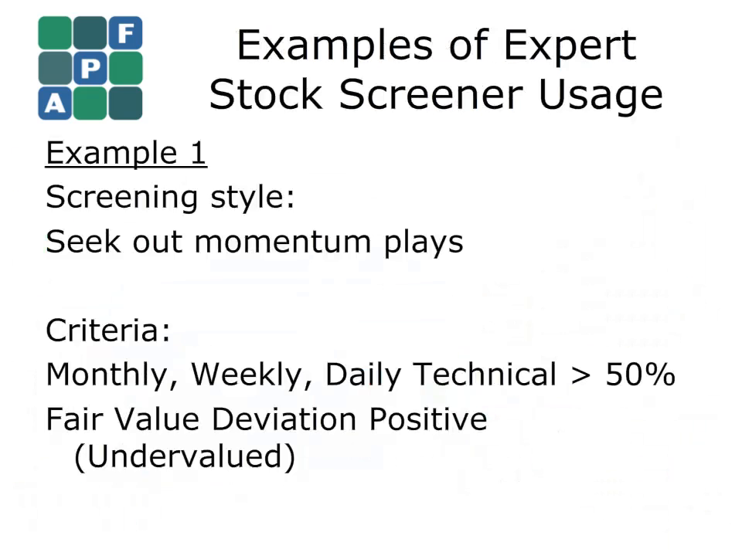In this short video, we will show a few examples of how traders use the APF Expert Stock Screener. The first example is to seek out momentum plays. The criteria is for the monthly, weekly, and daily technical momentum to be greater than 50%. We also want the fair value deviation to be positive, that is to say undervalued.